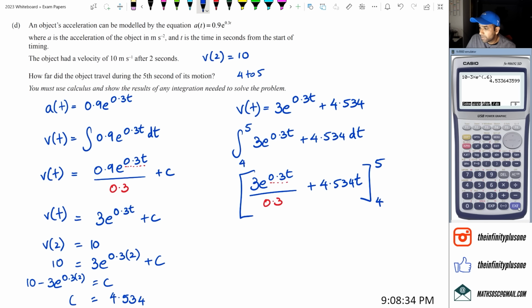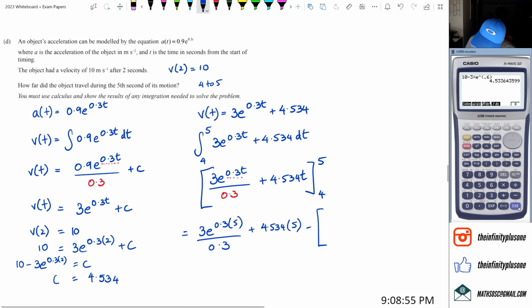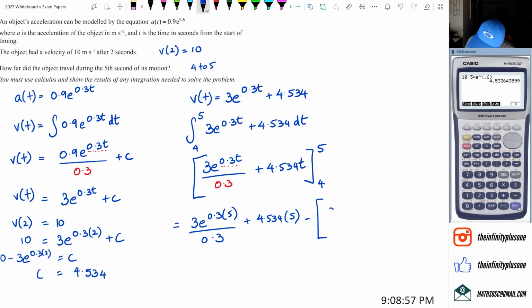And remember what we talked about earlier. Once you get to this point, what you could do is just substitute it, but then use the calculator to solve this. So I'm just going to go 3e^(0.3) to the power of 5 divided by 0.3 plus 4.534 times 5, minus, and I'm going to put the 3e^(0.3) times 4 divided by 0.3 plus 4.534 times 4.